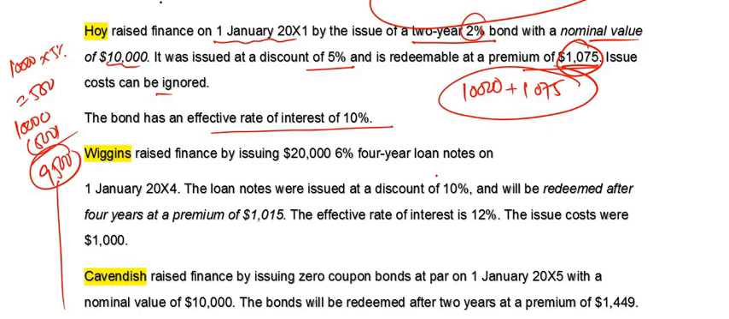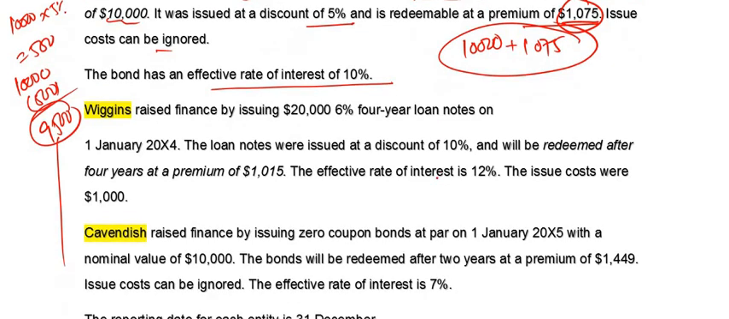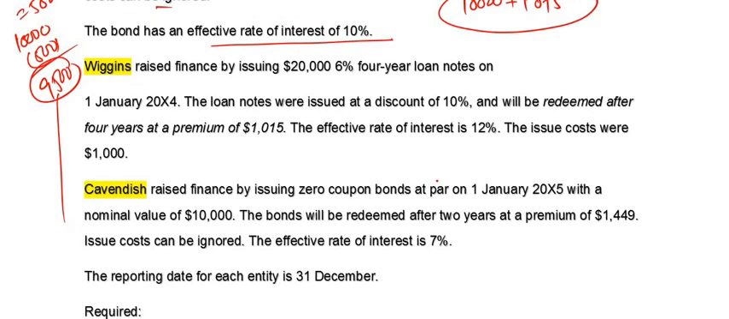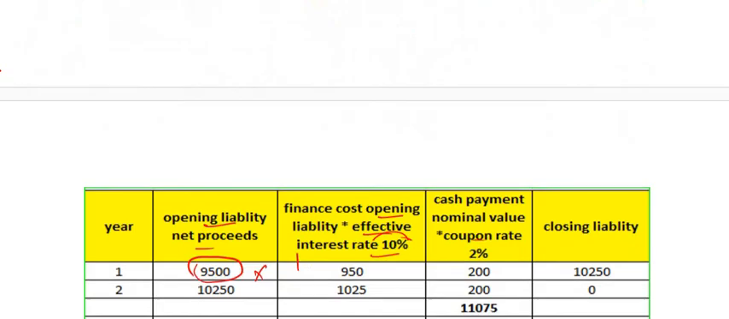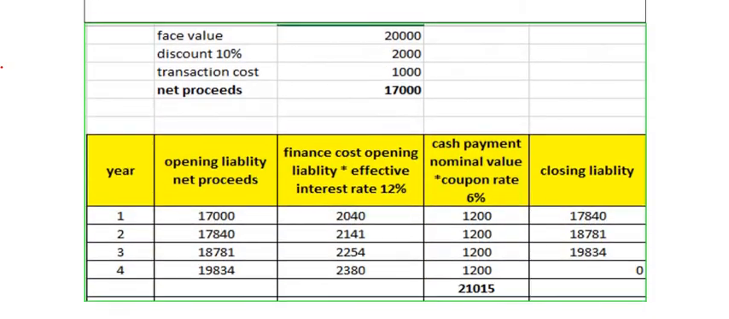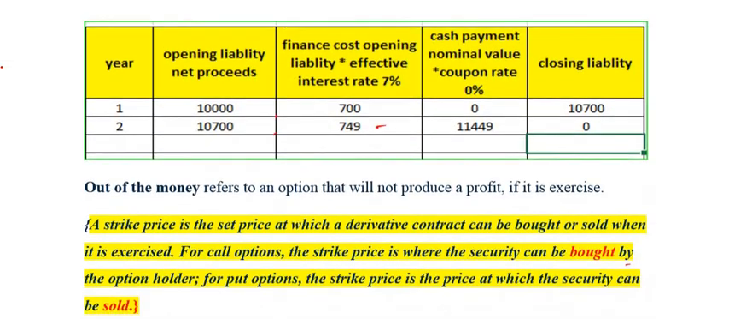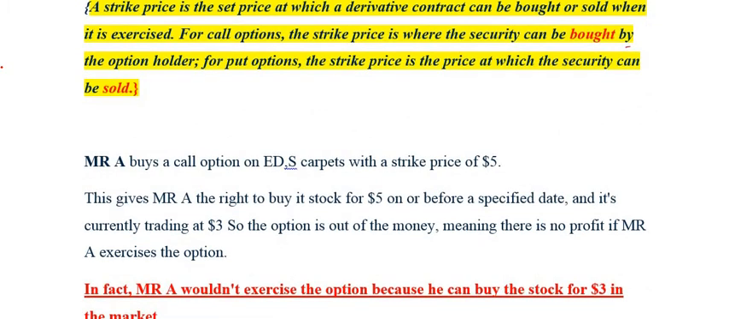Now here we have another transaction, and that transaction is raising finance by the issue. Okay, and we have already discussed all these things in the previous video, so if you go there and check, then it will be good. Okay, now we have started amortized cost, we have already discussed. Okay, and out of money I have already discussed this thing also.